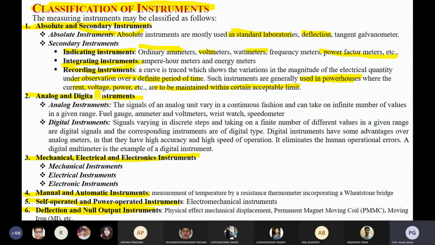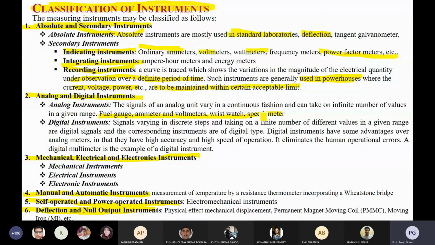Analog instrument signals vary in a continuous fashion and can take an infinite number of values in a given range. Fuel gauge, ammeter, voltmeter, wristwatch and speedometer are all examples of analog instruments. In the case of digital instruments, a display unit will be there, so there is a conversion. You can fetch the value based on the sampling frequency, that is, at that instant how much voltage and how much current there is. So you are not fetching the value continuously, but in a discretized manner. That's why it is called a digital instrument.